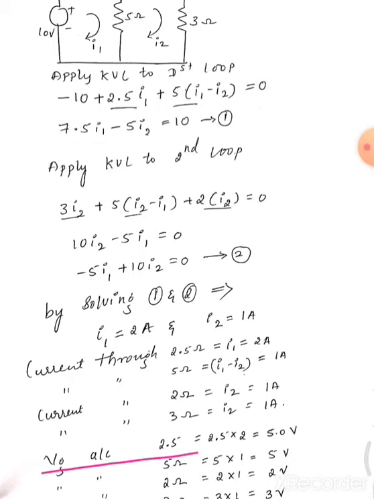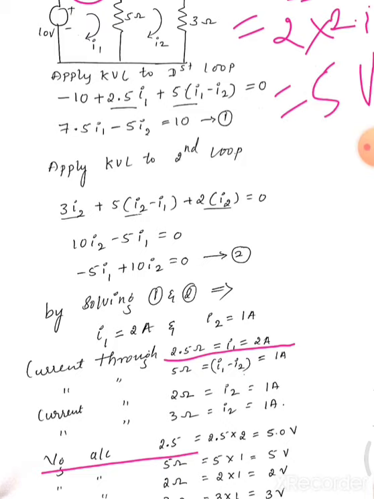Now we'll calculate the voltage across each resistance. First, the voltage across this is V of 2.5 ohm. V of 2.5 ohm can be calculated as I into R. What is the current flowing through the 2.5 ohm? It is 2, right? Into what is the resistance of that? It is 2.5. So 2.5 into 2 is 5 volts.